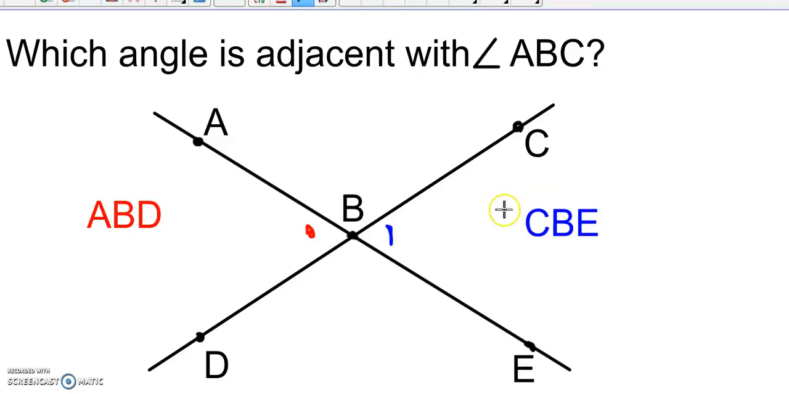So keep in mind, either of these angles could have had a different name. If I call it CBE, that's fine, but you could have called it EBC, and that would be fine too. And over here, I chose ABD, but you could have said DBA, and that would have worked too. So either the red one here or the blue one would be adjacent.